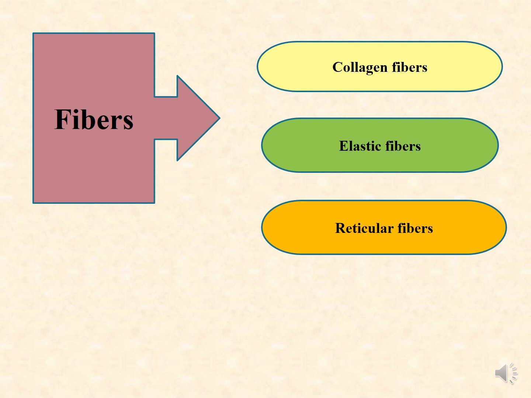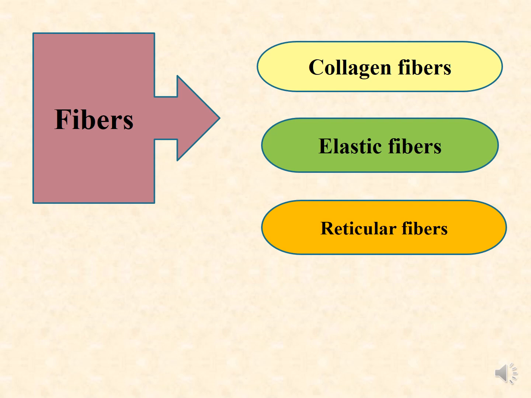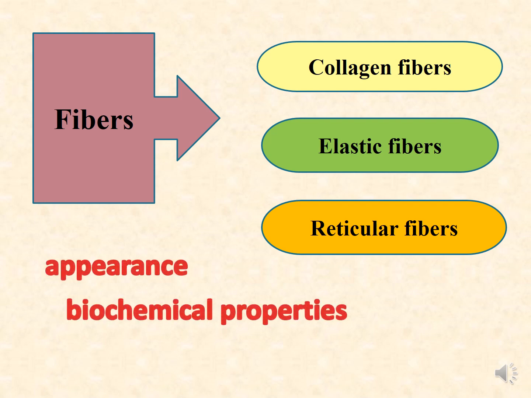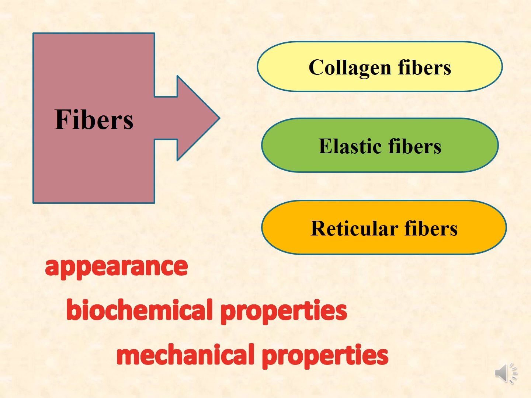Connective tissue fibers are formed by proteins that polymerize into elongated structures. There are three types of fibers. These are collagen fibers, elastic fibers, and reticular fibers. These are distinguished by their appearance, biochemical and mechanical properties. These fibers are distributed in variable proportion among different types of connective tissue.